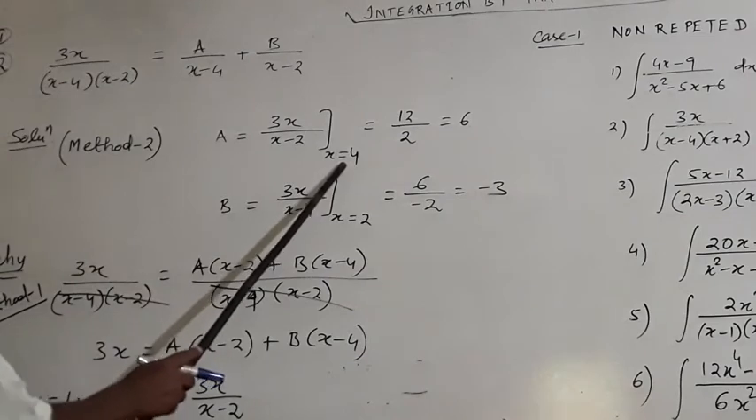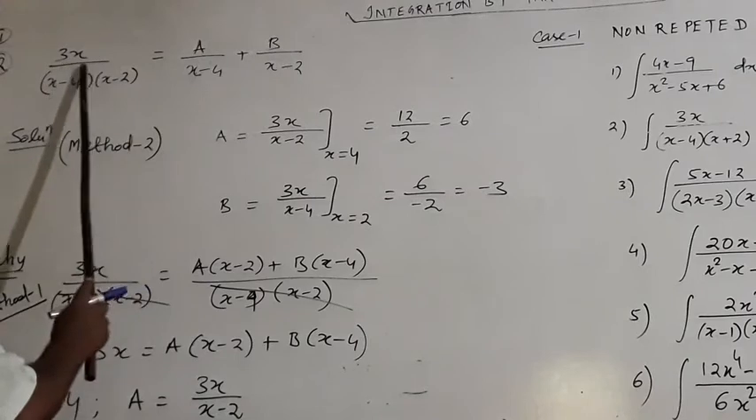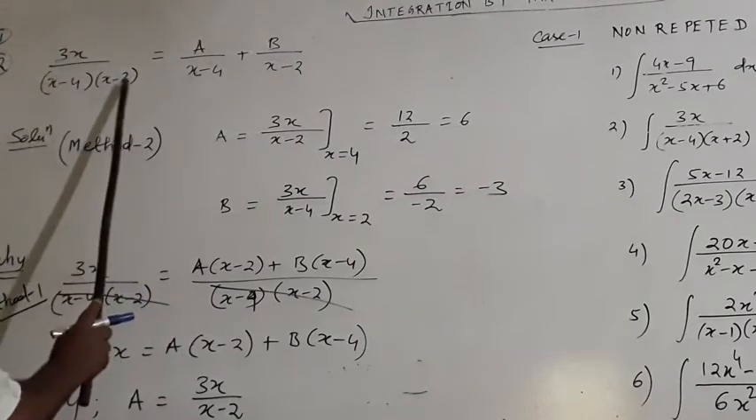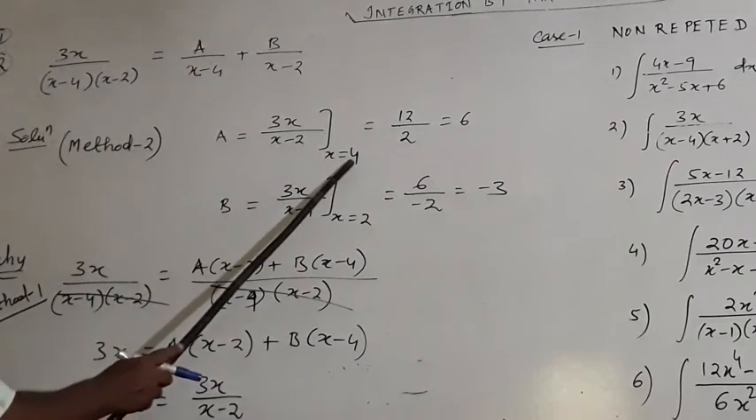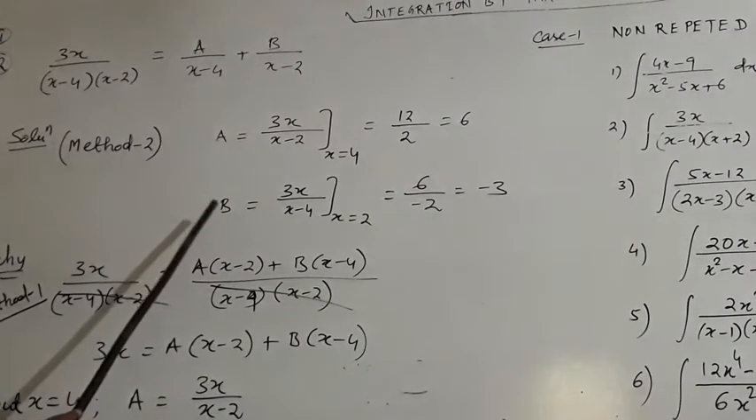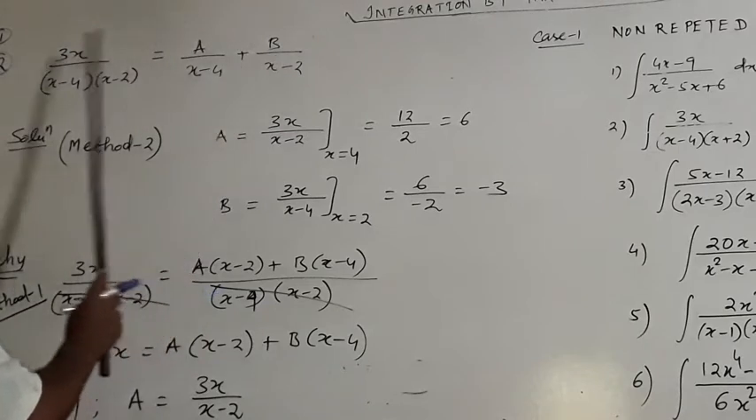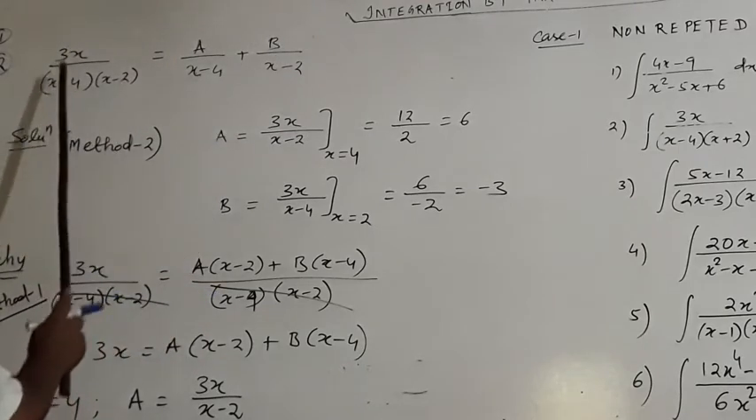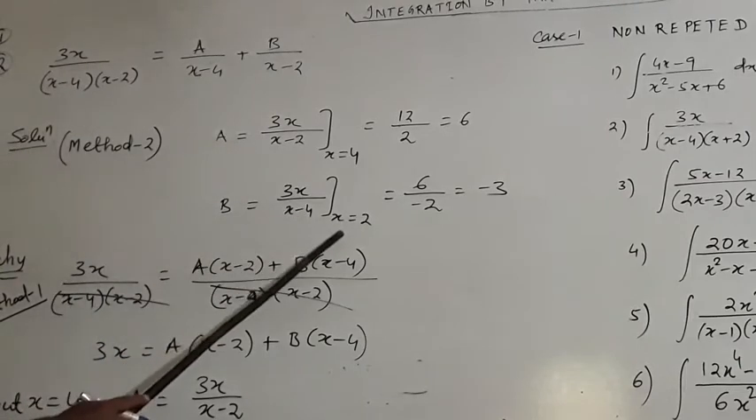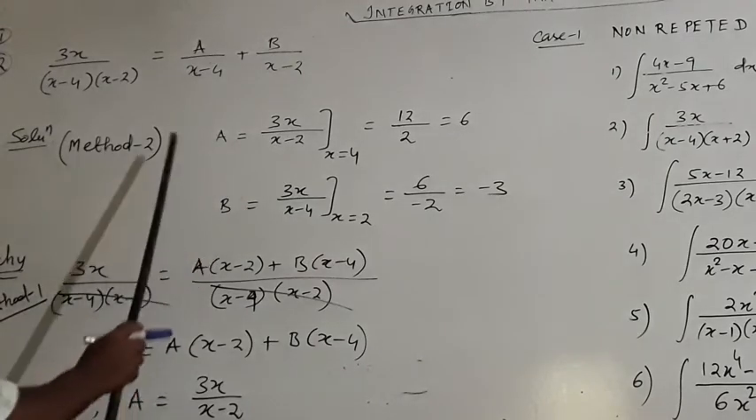I am repeatedly telling you what you have to do. Take this x minus 4, multiply to the left side. They will cancel. It will become 3x by x minus 2, and you have to put x is equal to 4. Then the answer is 6. To find B, what you have to do? Multiply this x minus 2 in this place. They will cancel. You will find 3x by x minus 4. Put x is equal to 2. It becomes minus 3. Why?